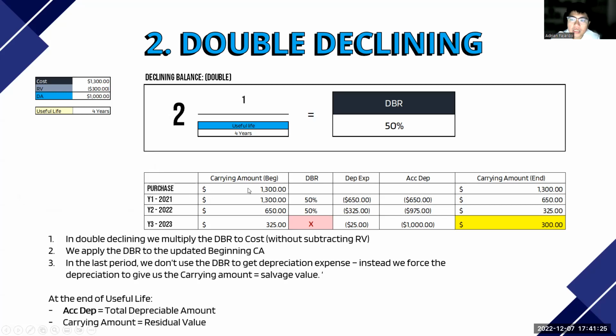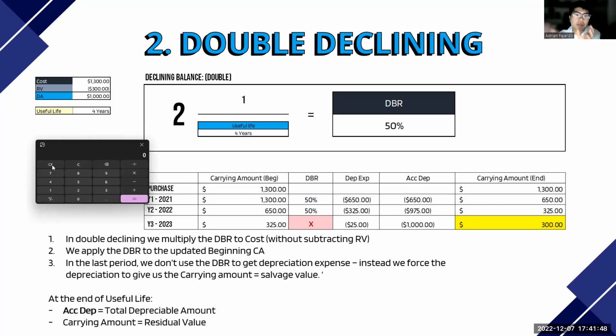Now, this is purchase, right? Ito yung purchase natin. So the carrying amount natin in the beginning is 1,300. We multiply the DBR of 50% to the carrying amount. So ang depreciation expense natin is 650 and our ACDEP is 650. Right? So again, we multiply our DBR to the carrying amount, not the depreciable amount. Wala tayong pake sa depreciable amount in double declining or any declining balance for that matter.